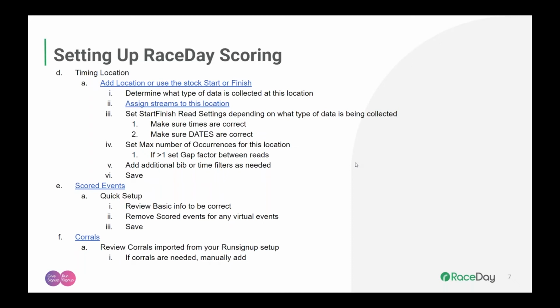And then we go into scored events. Usually you are using the quick setup function for the scored events. And that goes ahead and sets up a lot of other stuff. So once you get scored events set up, all of this pulls down from RunSignup. So you do want to make sure your basic info in your scored events are correct. You want to remove any virtual events, save that. Corrals, you're going to go in and review the corrals. Those are going to get pulled down from RunSignup. If you didn't set them up at RunSignup, you can set them up at this point. You do not have to have corrals. I would say most events do not have corrals.